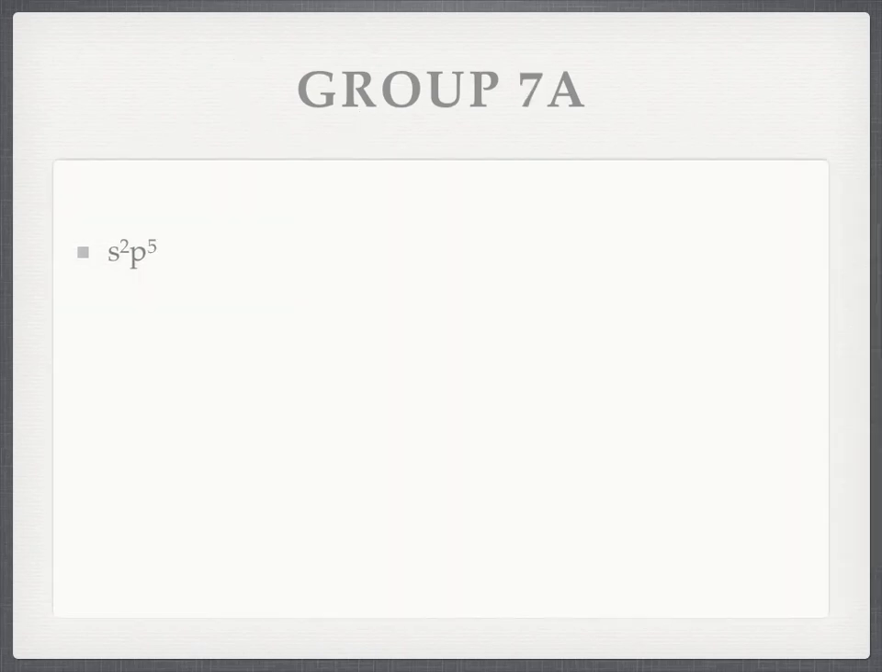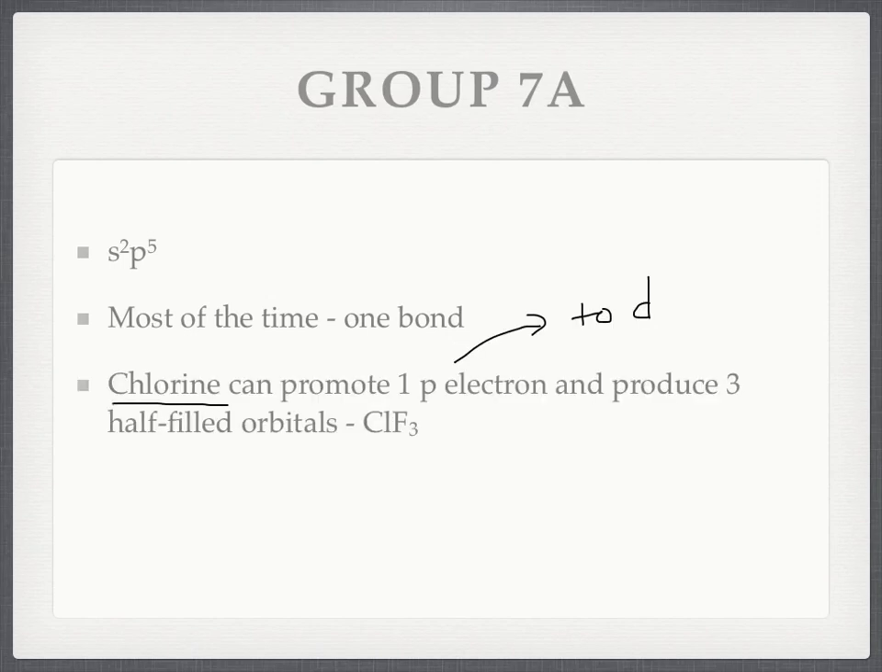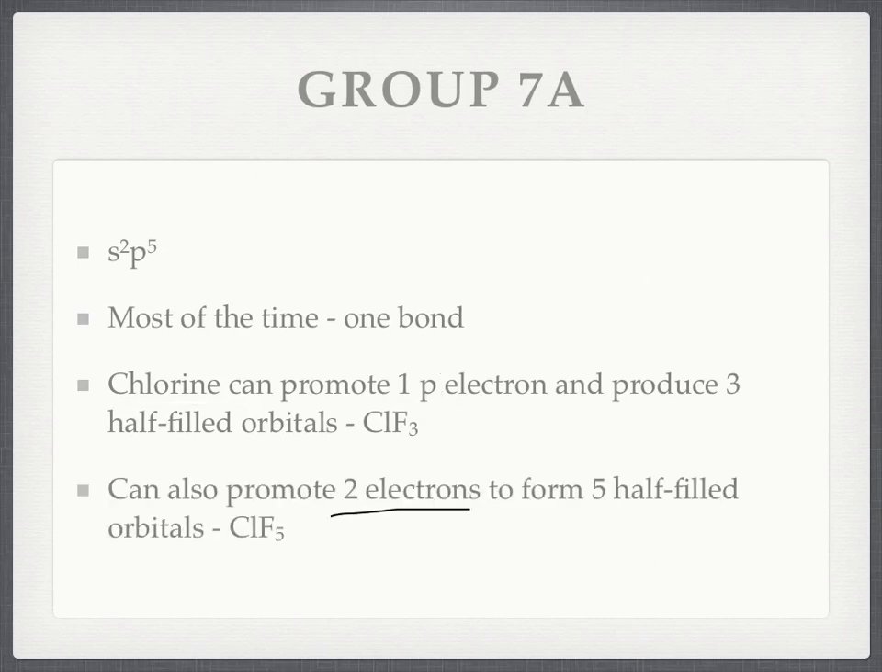Let's look at group 7. Those are s2p5. Most of the time, they're going to form one bond. There's things like chlorine and fluorine and bromine. Occasionally, if you've got big enough ones, chlorine can promote one of its p electrons to the d. Therefore, it can form 3 bonds. It would have 3 half-filled. It can also promote at times 2 electrons, and then it could have 5. It could form 5 bonds. But once again, smaller things, fluorine is not able to do that because it does not have an available d sublevel in order to promote the electrons to.